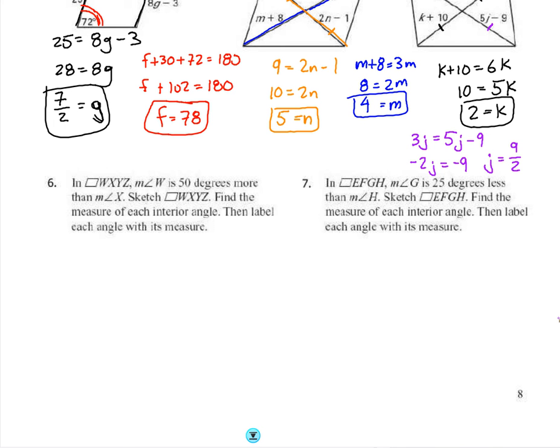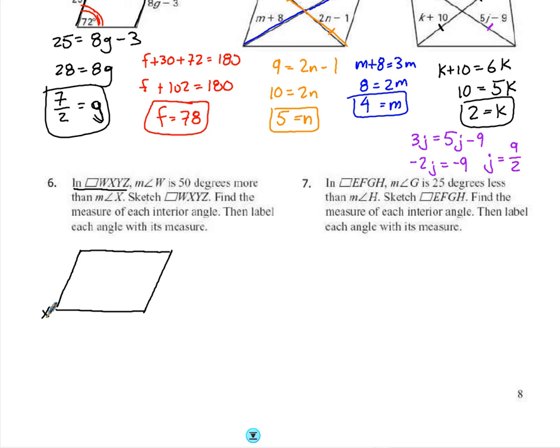So in example 6, we have a parallelogram, W, X, Y, Z. So we're going to sketch just a generic parallelogram. Do our best to make the opposite sides parallel to each other. We're going to start here and go W, X, Y, Z, just making sure I label my vertices in order. Angle W is 50 degrees more than angle X. And it looks like I labeled my picture a little incorrectly, since W is going to be greater than X. So let's go ahead and relabel this. Let's put X here, put W here, put Y here, and Z here.